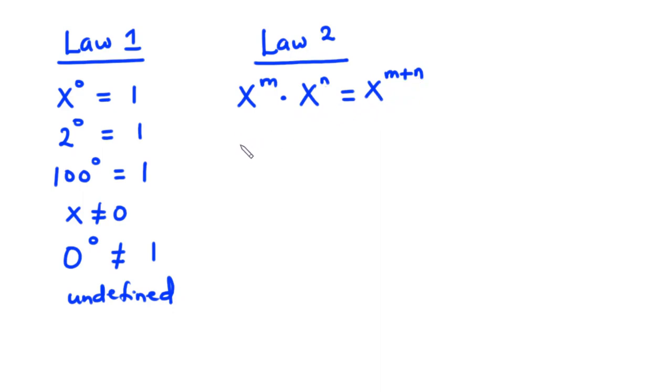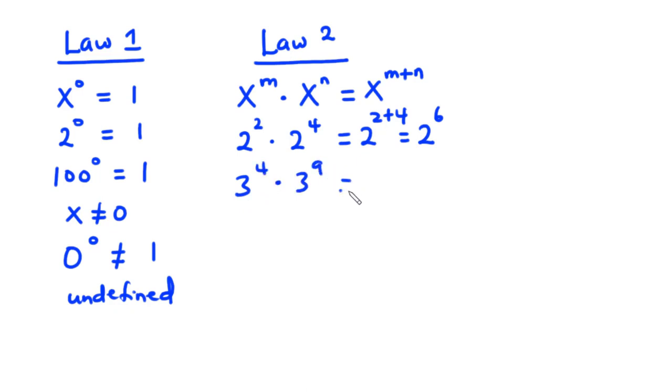So for example, if you have 2 exponent 2 times 2 exponent 4, then that is 2 exponent 2 plus 4, which is equal to 2 exponent 6. Let's say you have 3 exponent 4 times 3 exponent 9, then this is equal to 3 exponent, now 4 plus 9 is equal to 13, so you have 3 exponent 13.